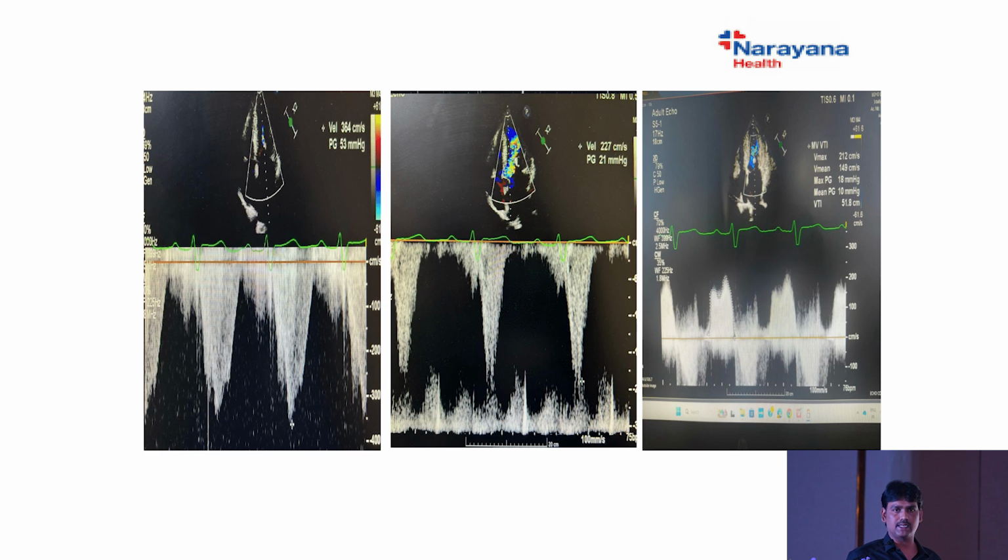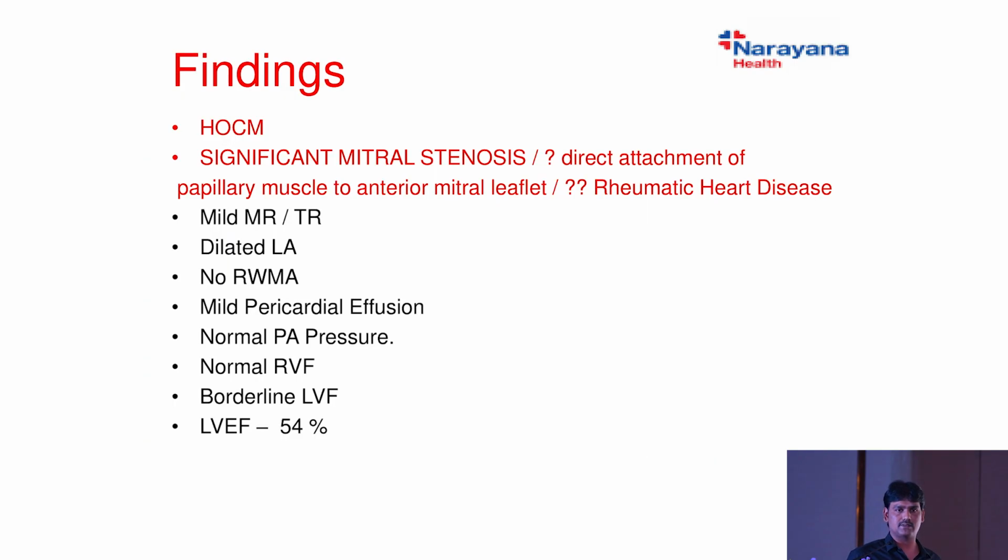By echo we initially ruled out rheumatic heart disease as the cause, but later we sent this patient for multimodality imaging. The echo findings we gave were HOCM and significant mitral stenosis, with a query of direct attachment of the papillary muscle to the anterior mitral leaflet, or possibly rheumatic heart disease. LV function was otherwise normal.